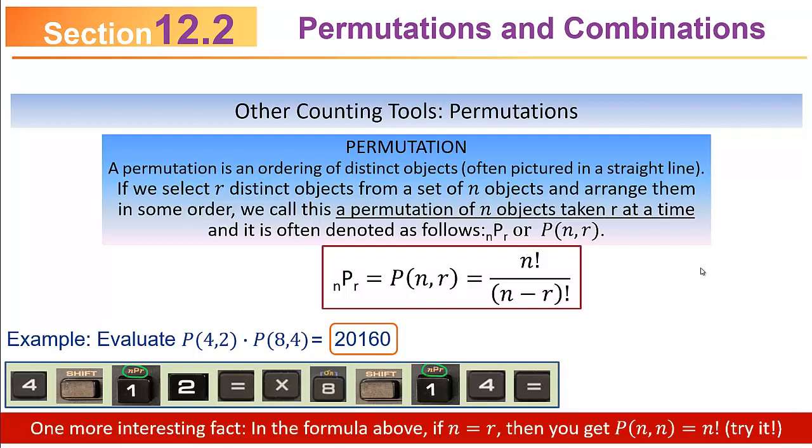There is one more interesting fact that I might mention. In that formula above, if n is equal to r, you would get the permutations of n things taken n at a time. And if you plug that into the formula above, you'll get n factorial over n minus n factorial. Well, n minus n is 0, and 0 factorial is 1, so you get n factorial over 1, which is just n factorial. So if you don't believe it, try it on your calculator. If n and r are the same number for a permutation, it's just the same thing as doing the factorial of that number. You don't have to know that, but it is a nice, interesting fact.